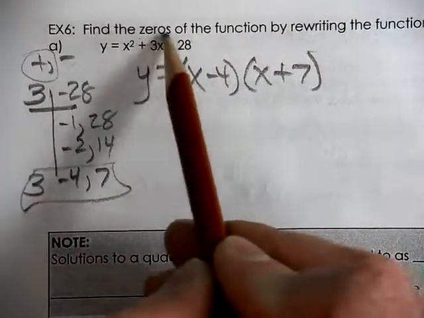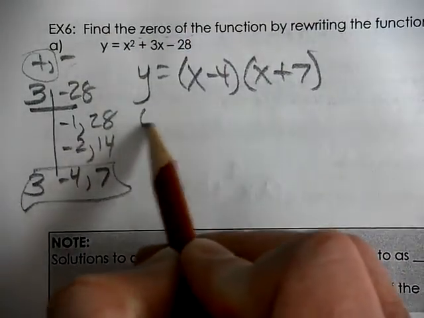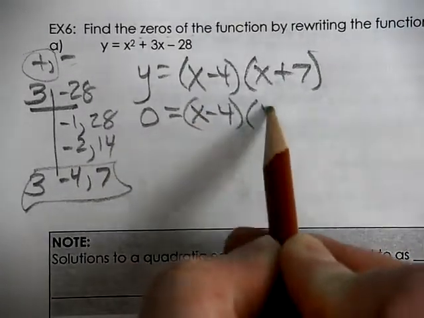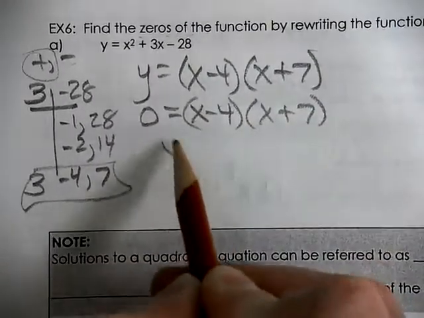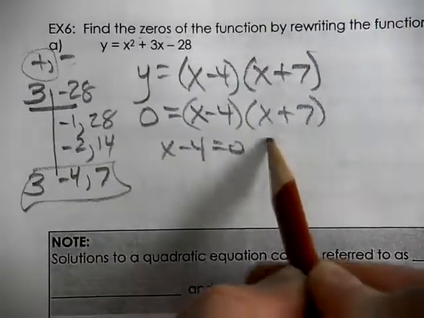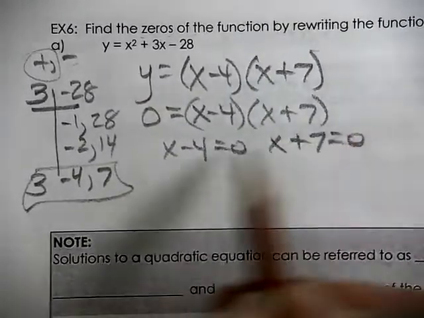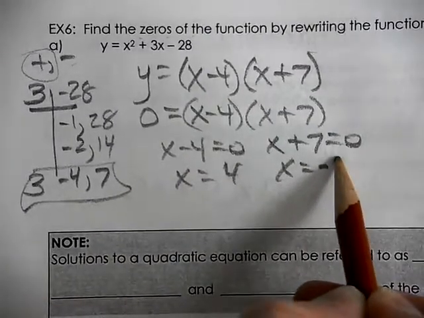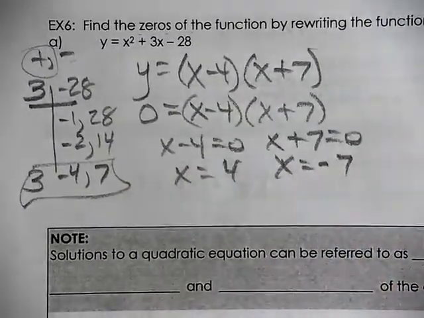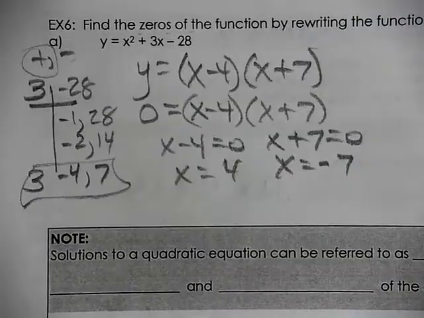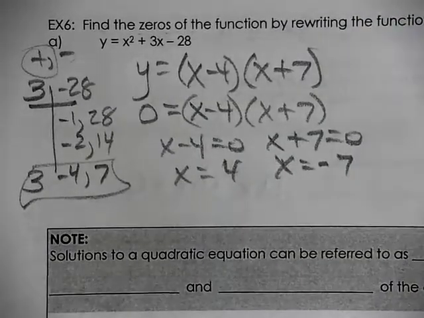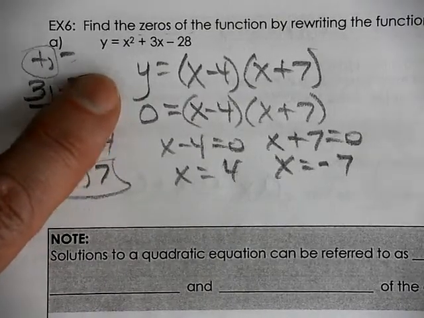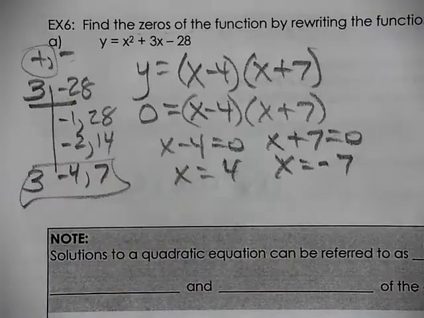Now we're going to find the zeros. So now we have to set y equal to 0. And that's x minus 4 equals 0, and x plus 7 equals 0. So you're going to add 4, and you're going to subtract the 7. There are your two zeros of the function. First we wrote it in intercept form, then we factored it apart.